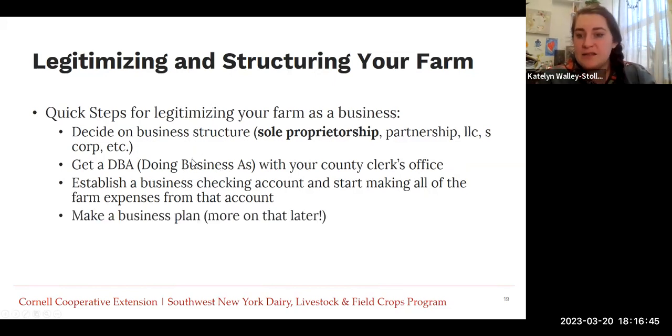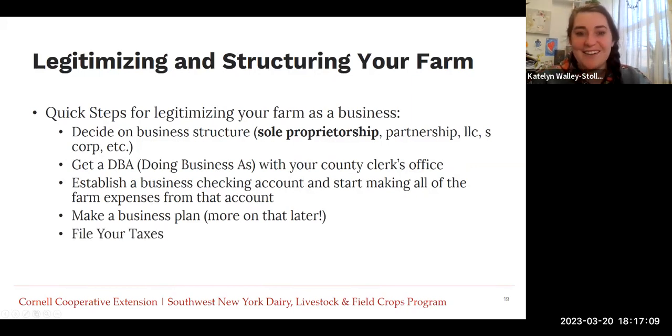And then the last step to legitimizing and structuring your plan is to make a business plan. We do have room to offer a seminar just on business planning if folks are interested. Income tax planning can sometimes be a really important part of your business planning because taxes are expensive. So how do we manage that expense on our farms?